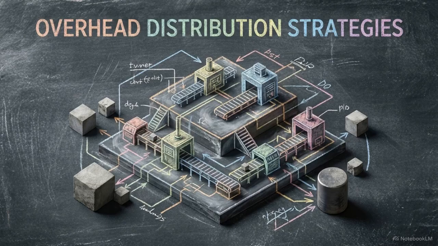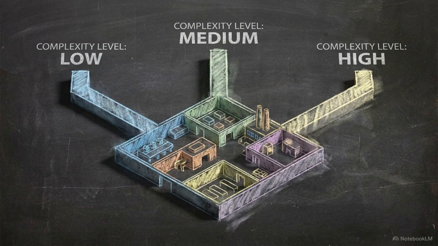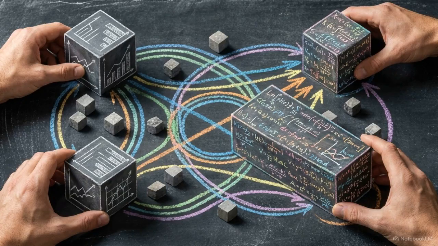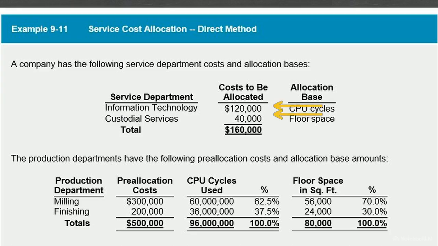Resolving this interdependent cost loop requires choosing between three distinct mathematical models: the direct method, the step-down method, and the reciprocal method. Each formula forces a specific trade-off between computational simplicity and theoretical accuracy. This table details our initial data pool: $120,000 for IT and $40,000 for custodial.